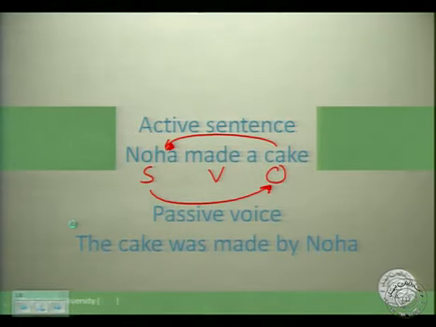But in the passive voice, it becomes the cake was made by Noha. So we change into that. The cake was made by Noha, and the verb is changed.